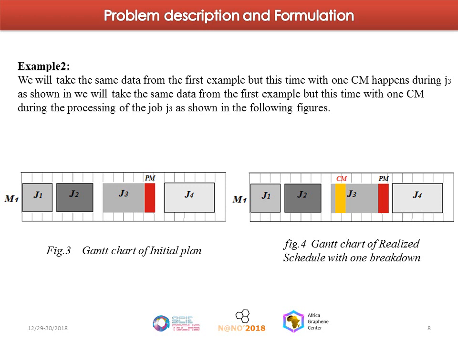I will show you the second example. We will take the same data from the first example, but this time 1 CM happened during job 3, as shown in figure 4. In order to absorb the unpredictable breakdowns and instability, we propose to proactively insert idle time into the schedule, as shown in figure 3. There are some idle times which don't exist in the schedule if the expected breakdowns are ignored, as in the first example.